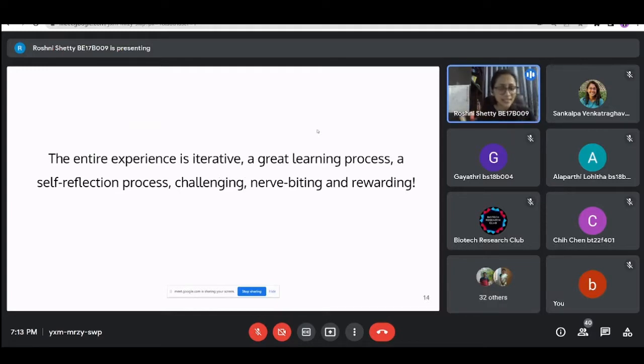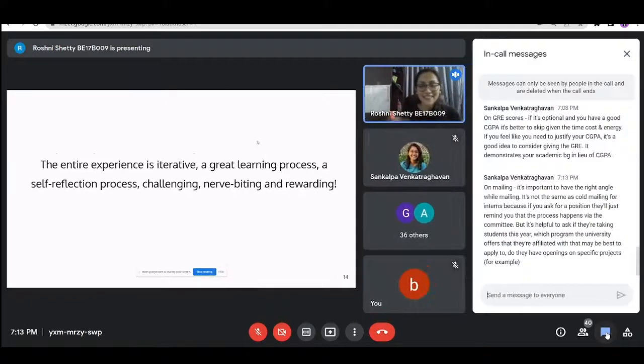So it's also challenging because it's so competitive, and it's also nerve-biting, because once you submit your applications, you're all waiting for the results to come. So that way it's very nerve-biting, and it's also rewarding, towards the end when you get your offer.